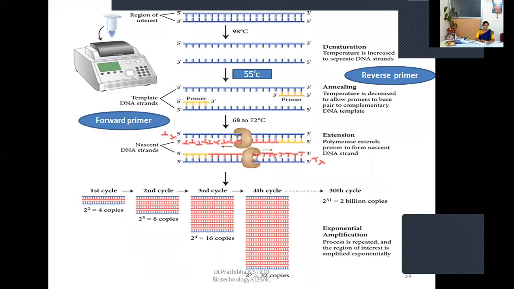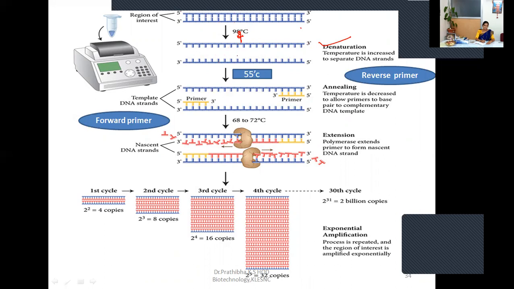Here in this diagram, I got 98. You can make a note and correct this one: 98, 94, or 95. Okay, this is the region of interest, 5' to 3', and this is 3' to 5'. Next, denaturation, where the temperature is increased to separate DNA strands at 94 degrees Celsius.